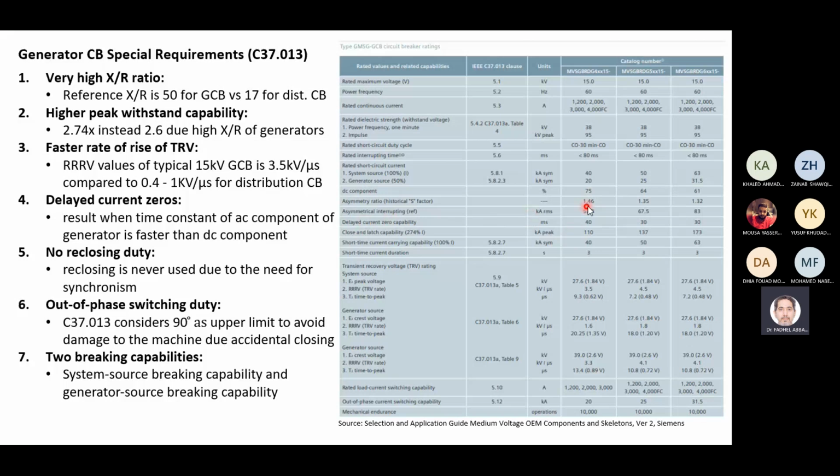Asymmetrical, that's why if you multiply this 1.46 times 40K, it will give you this value. This is now the total asymmetrical current that includes both AC and DC components. They also have this transient recovery voltage.